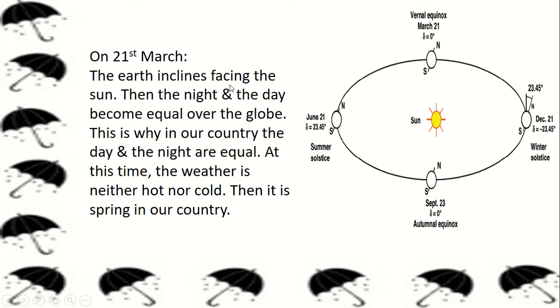So the earth inclines facing the sun, then the night and the day become equal over the globe. This is why in our country the day and night are equal. At this time the weather is neither hot nor cold, then it is spring in our country. So the month of March is spring in our country. That means our country is situated in the Northern Hemisphere. So the Northern Hemisphere will experience spring, whereas the Southern Hemisphere will experience the autumn season.